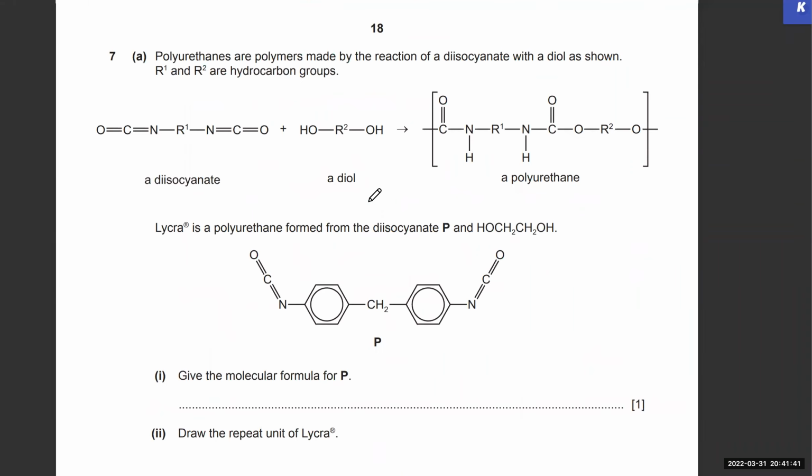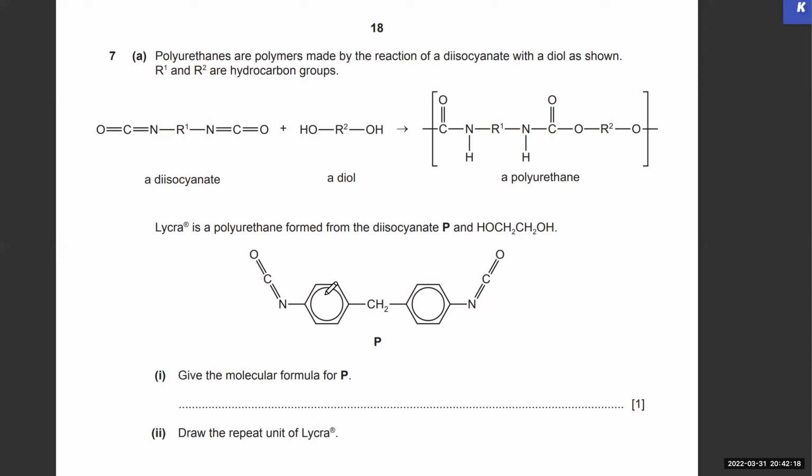So the next thing is again about polymerization. I think they have an amide link over here. Now what they're saying is it can be made by the reaction of this thing with a diol. R1 and R2 are hydrocarbons, so there's some sort of carbon groups. And he's saying Lycra is a polyurethane formed from this and this.